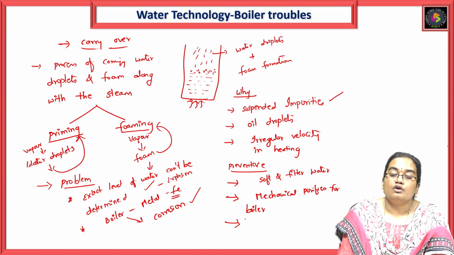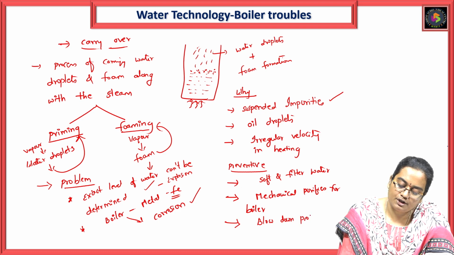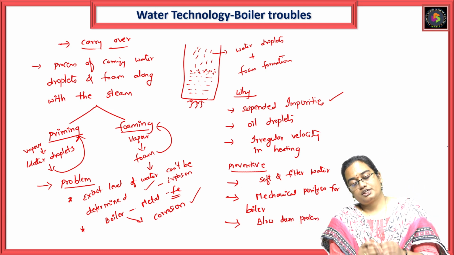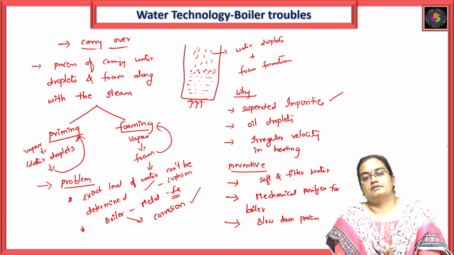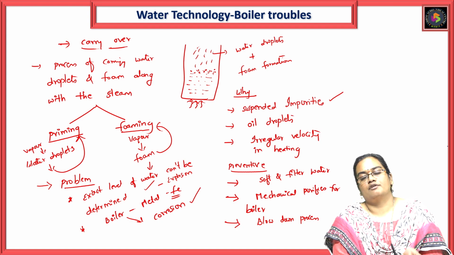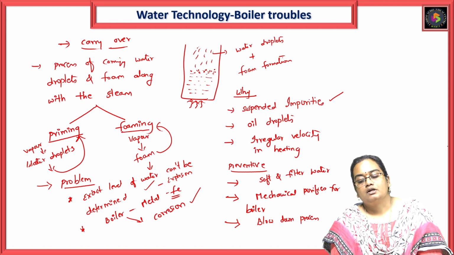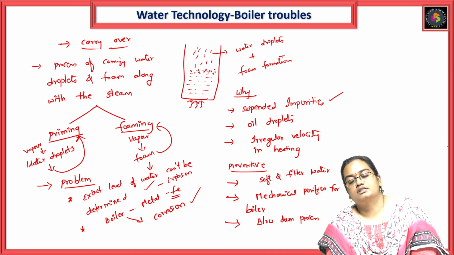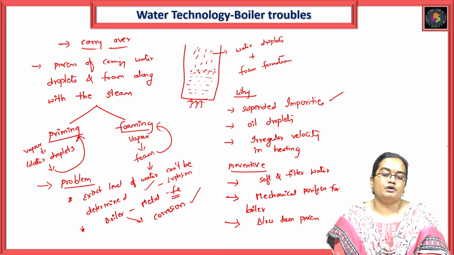And third one, we need to go with the blow down process. What do you mean by this? It means we need to check the exact level of water that is present in the boiler at regular intervals. That means for every 1 hour or for every 2 hours, we need to check the level of water in the boiler. This is known as your blow down process. If you go with all these preventive measures, we can control the carryover problem.